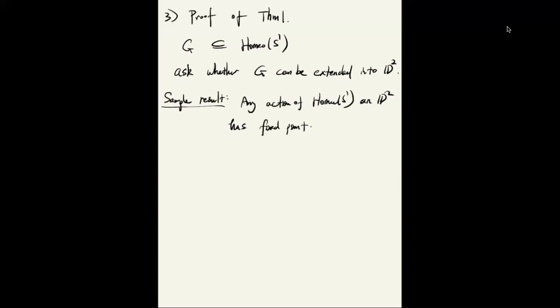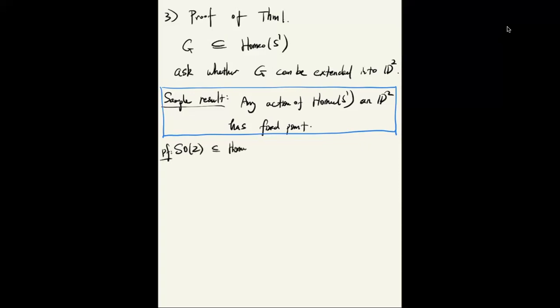So how do you ever prove any action always has a global fixed point? The reason is that SO2 is a subgroup of Homeo of the circle. So this is the rotation group. The rotation group has all of these finite order elements. You can use this to prove SO2 has a global fixed point.